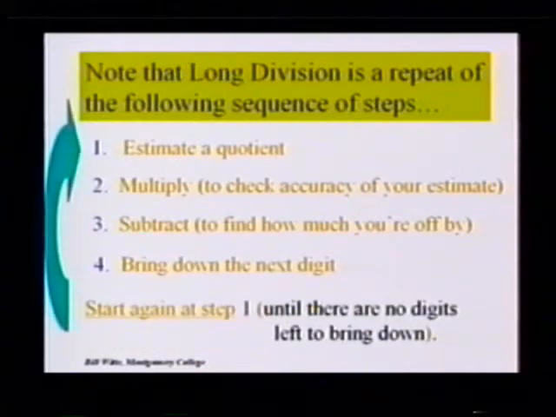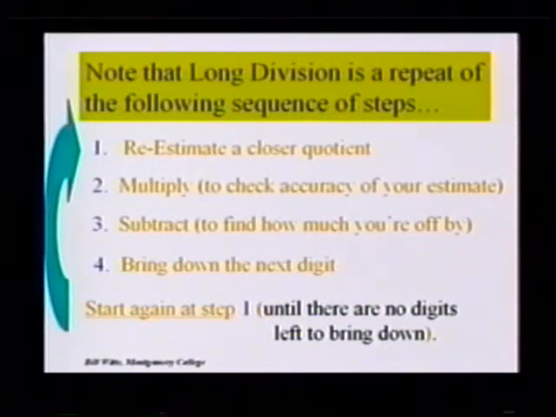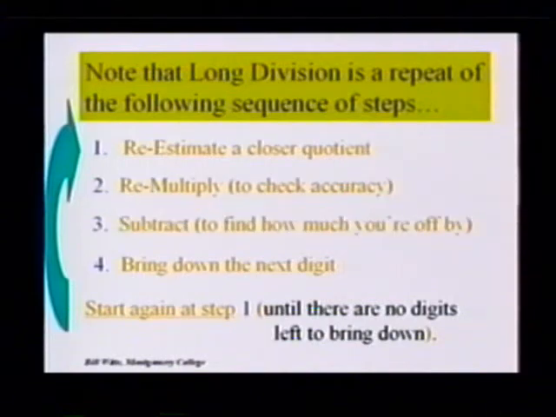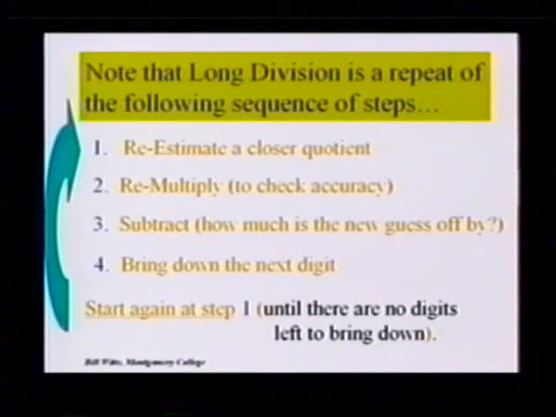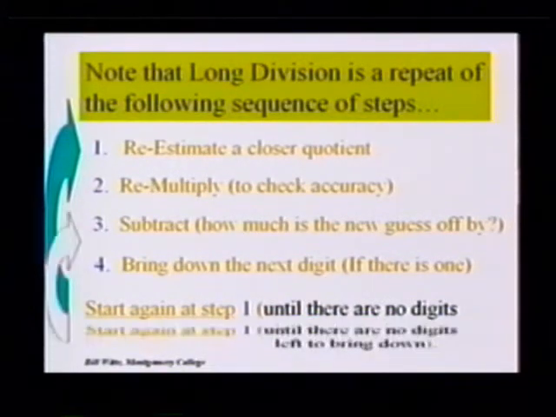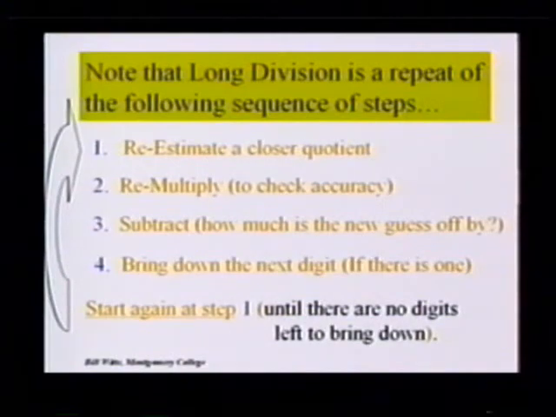Well, guess what? We went back after we did those 4 steps and we went through them all over again. Estimated an even closer quotient, remultiplied, subtracted again to see if I was closer, and brought down the next digit again, if there is one. Now we keep doing that until there isn't one and you've got yourself an answer. Well, don't forget averages too, okay? I'm going to give you a division problem in this slide.